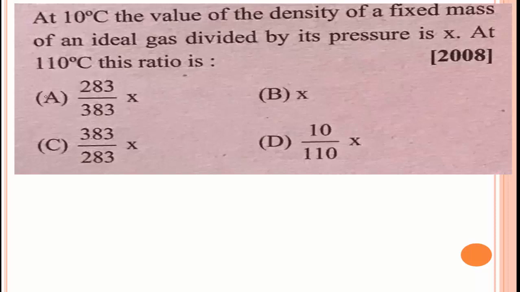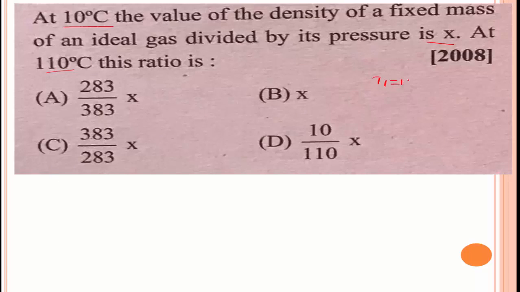The next problem: at 10 degrees Celsius, the value of the density of a fixed mass of an ideal gas divided by its pressure is X. At 110 degrees Celsius, the ratio is? At 10 degrees Celsius means that is T1.